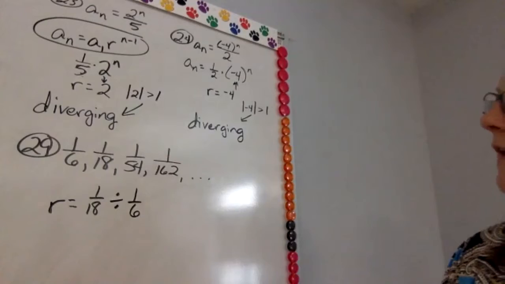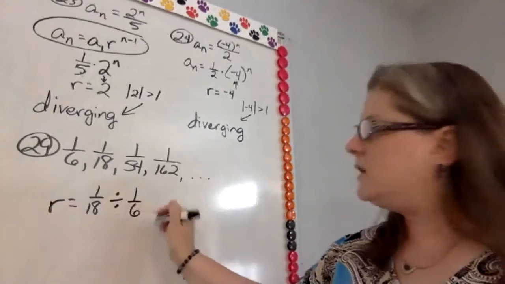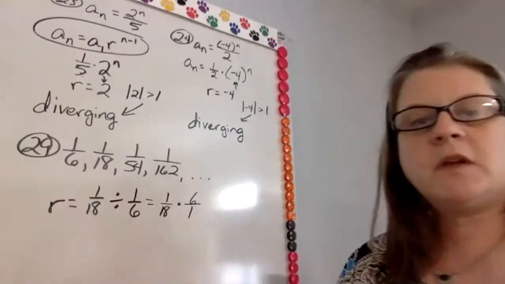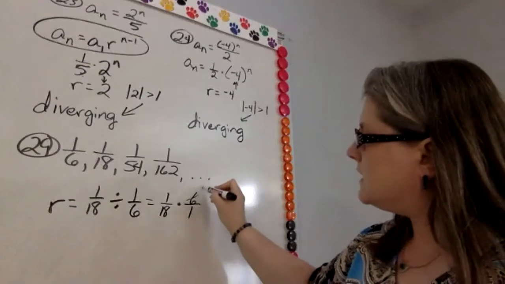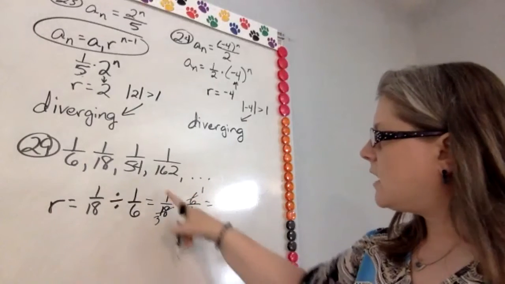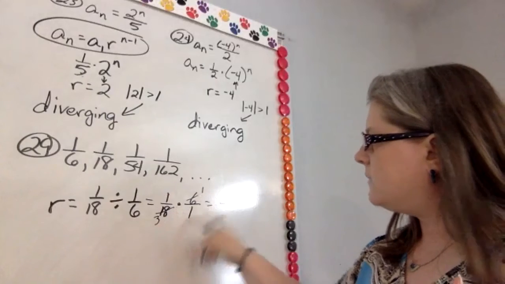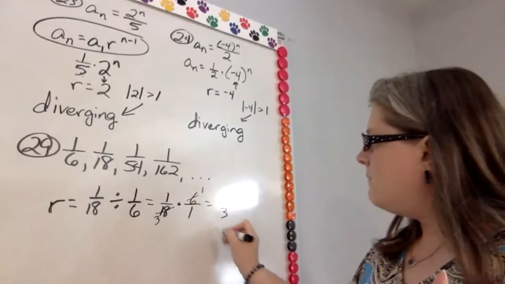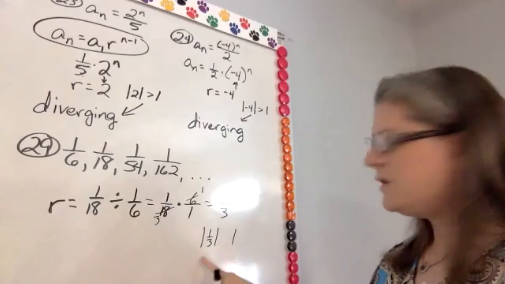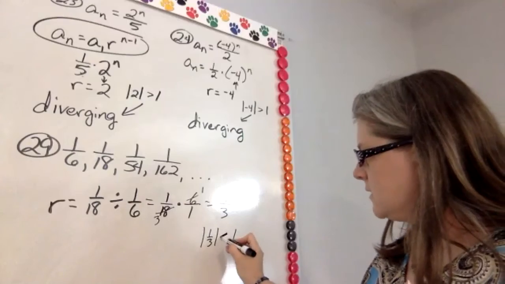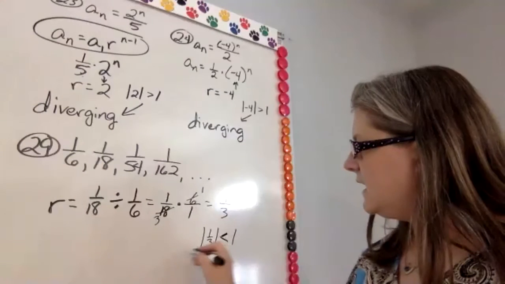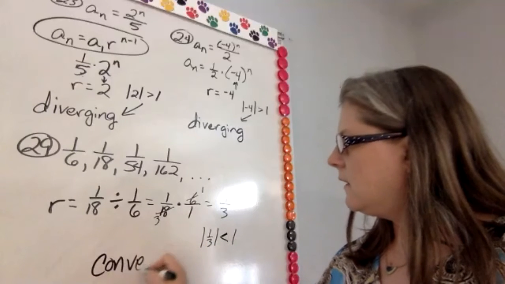Now, to divide fractions, remember we do copy, change, flip. And then we look for stuff that we can cancel. 6 goes into itself 1 time. 6 goes into 18 3 times. Multiply straight across: 1 times 1 is 1, and 1 times 3 is 3. So my R is 1/3. The absolute value of 1/3 is still 1/3, so that's less than 1, right? Less than 1, we will say it is converging.